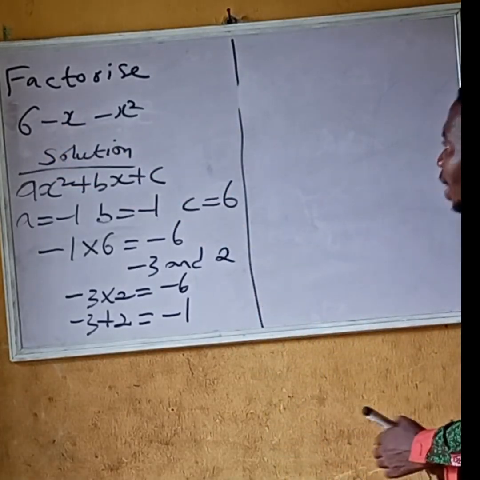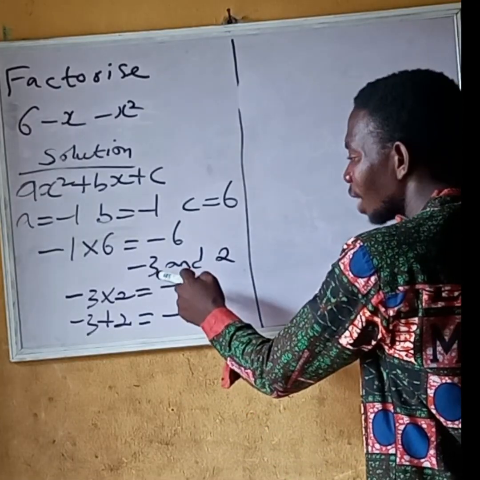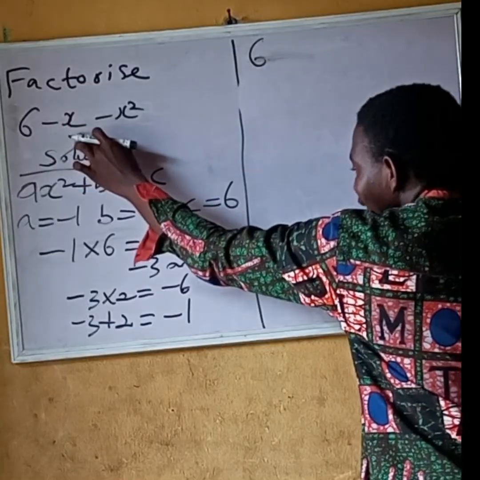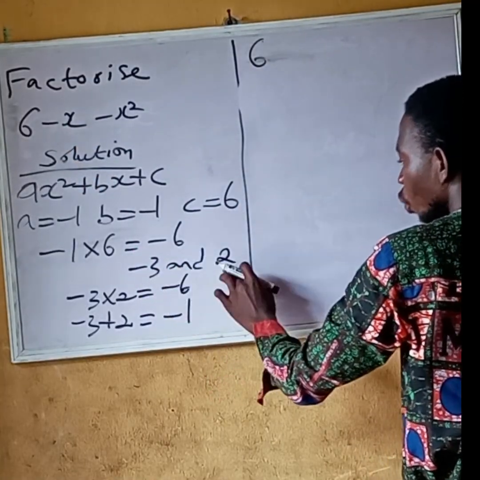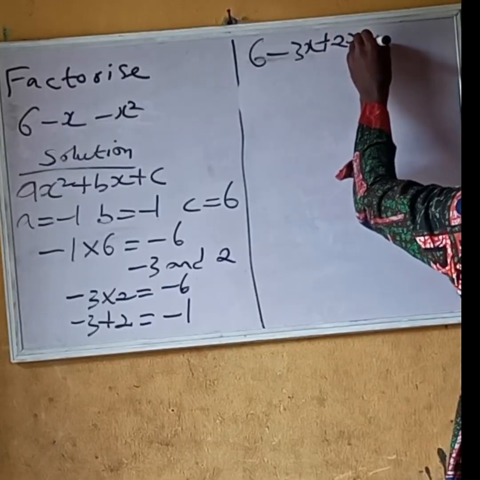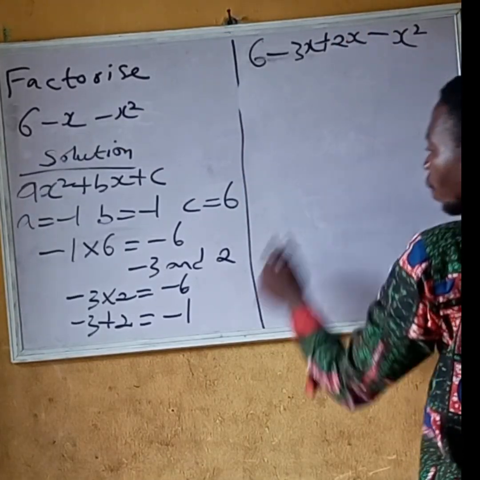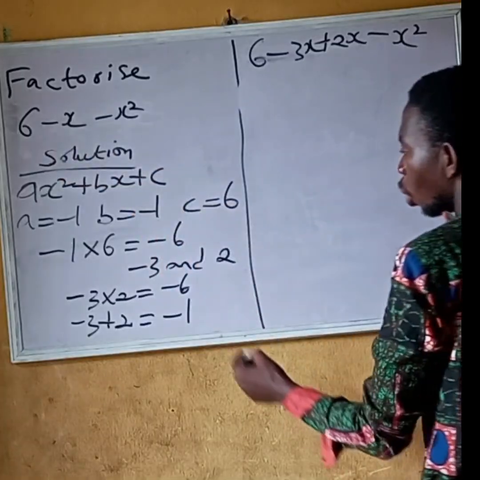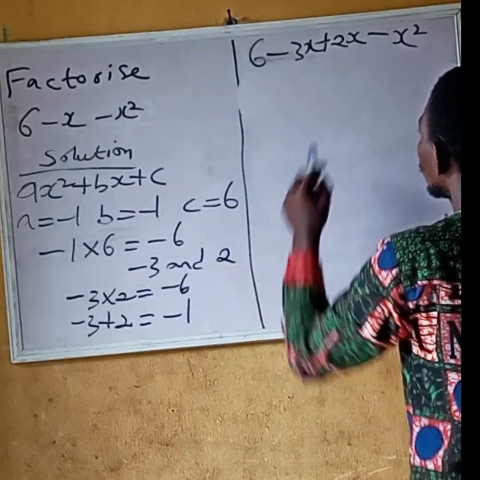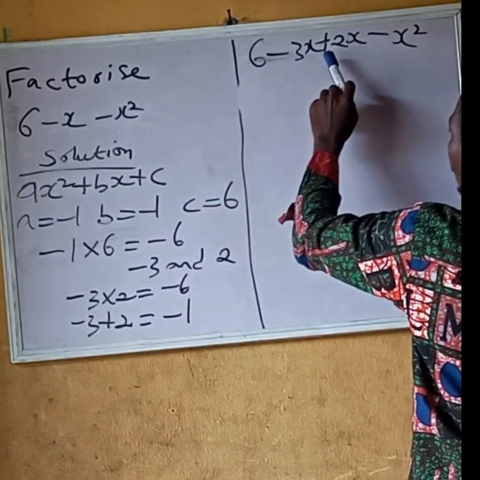So now we will replace this minus s with the two numbers, minus 3 and 2. So let's write 6. This minus s we now replace with the two numbers, minus 3 plus 2. That will be minus 3s plus 2s, then minus s squared. So we have replaced minus s with the two numbers, minus 3 plus 2. Instead of writing minus s, we now say minus 3s plus 2s.